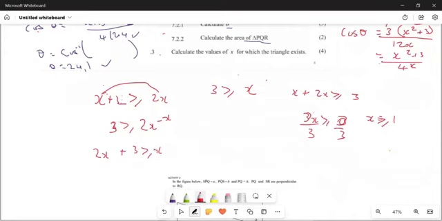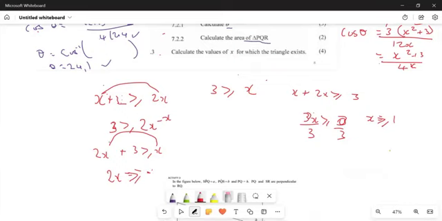Okay. And if we do it this way, we take this one to the other side and it becomes negative. We're going to have 2x minus x, which is going to be greater than or equal to minus 3. Then x is going to be greater than or equal to minus 3. But since we're talking about length, x cannot be negative. So our solution is x is going to be less than 3.